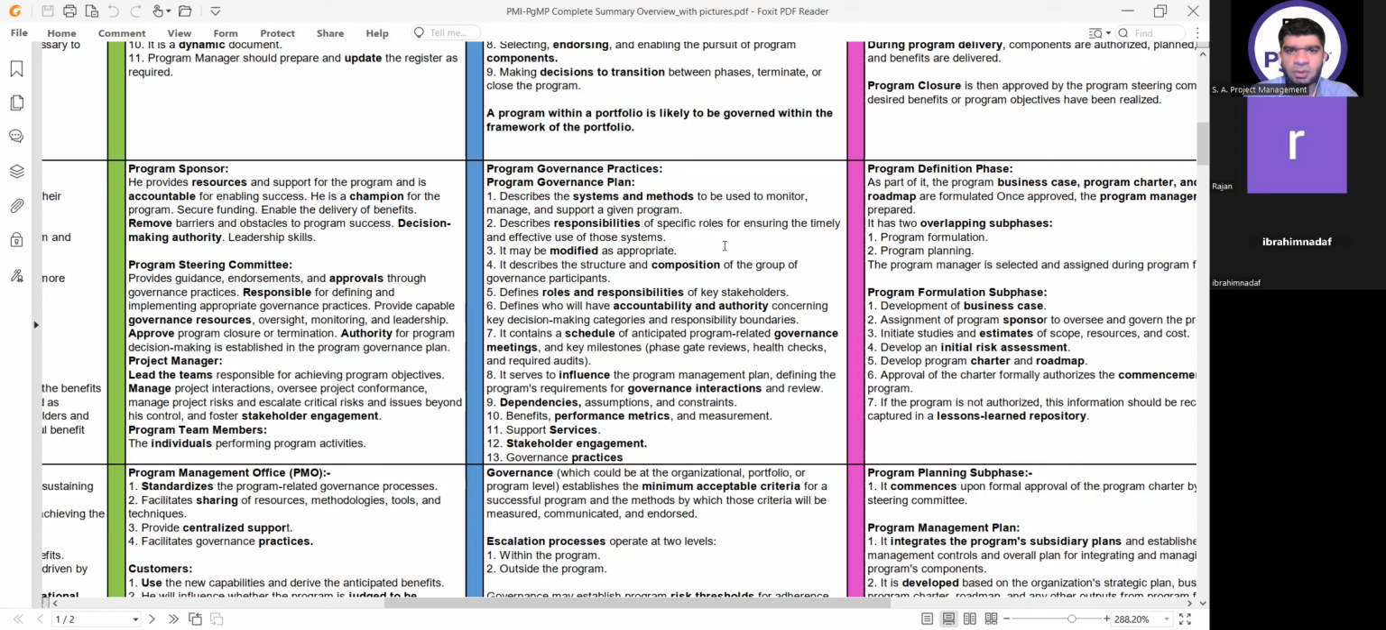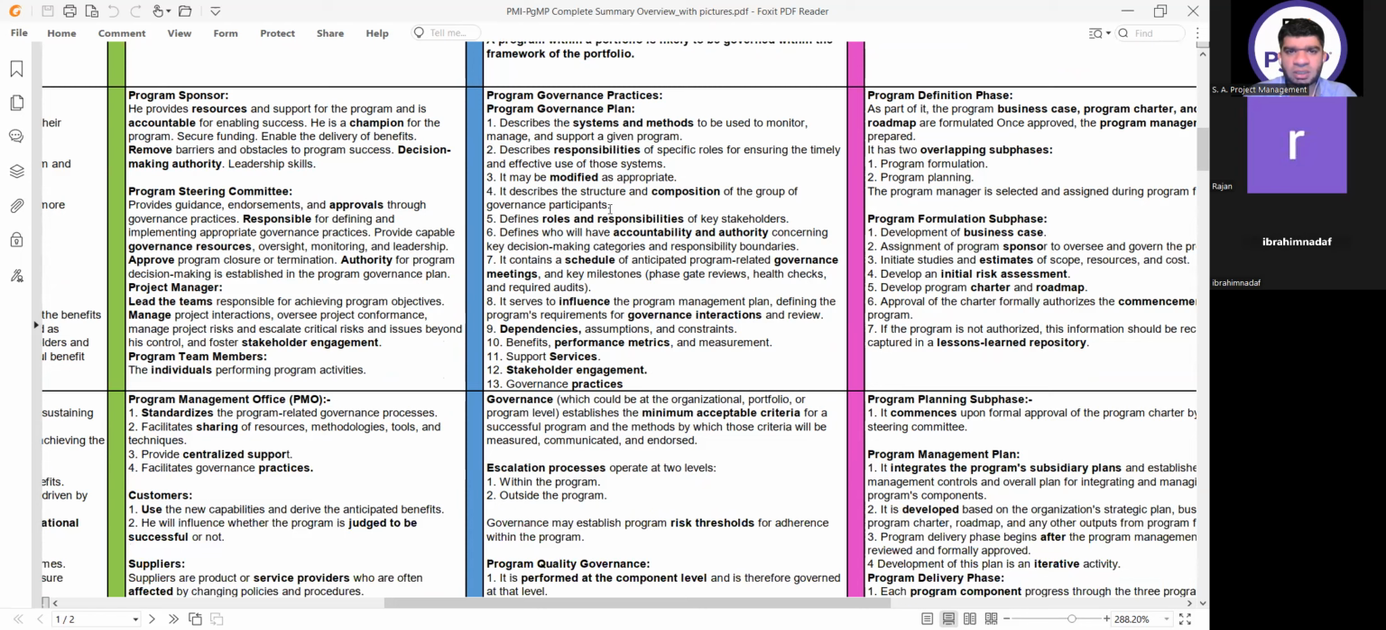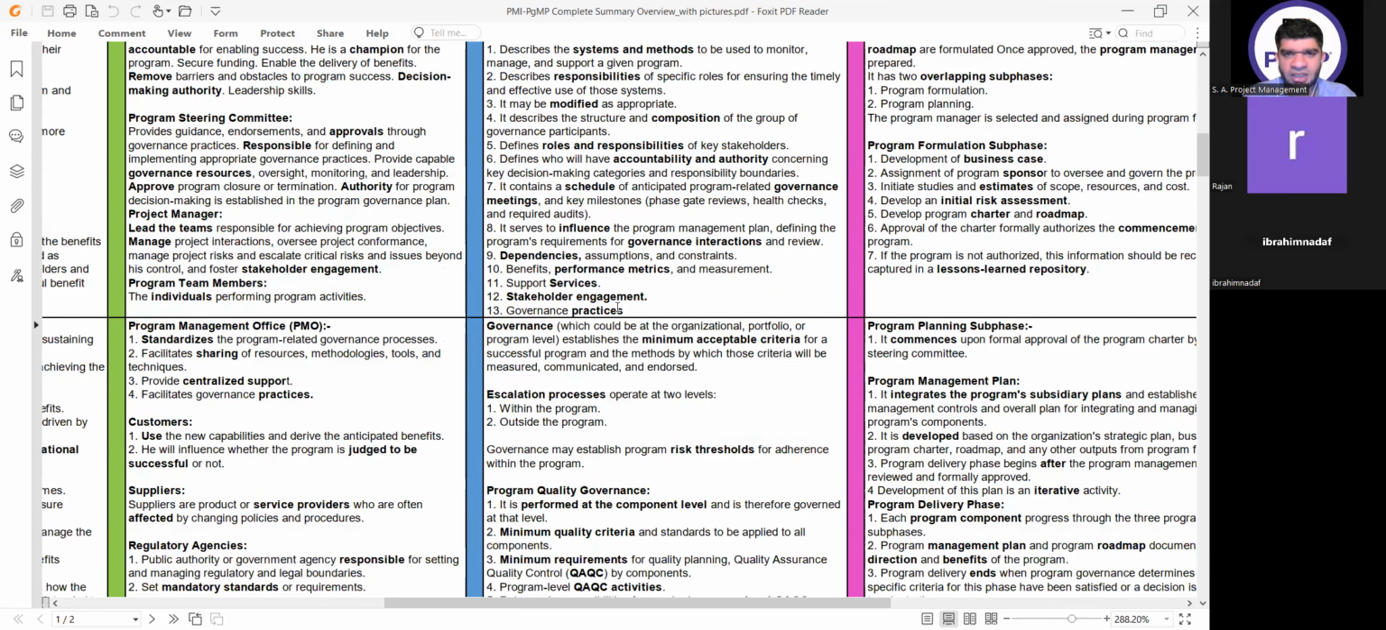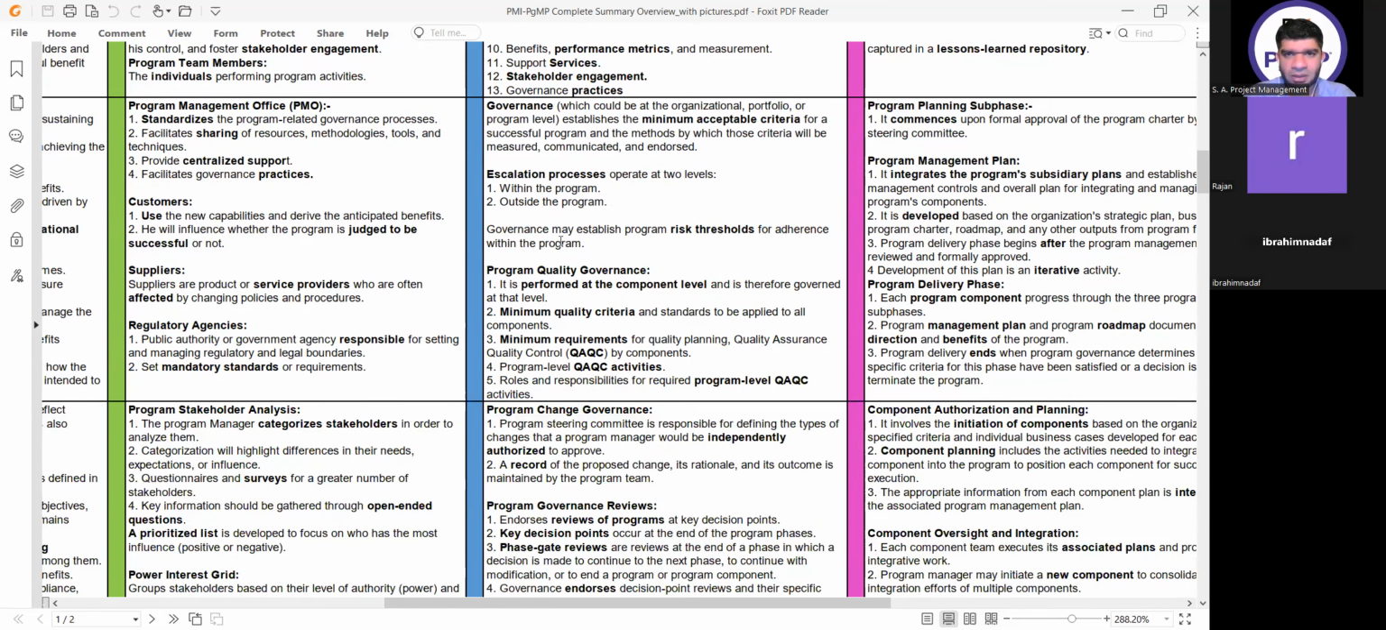Okay. Then we are talking about the program governance plan. It describes responsibilities of specific roles for ensuring the timely and effective use of those systems: roles and responsibilities, accountability and authority. It contains a schedule of anticipated program related governance meetings. It serves to influence the program management plan, defining the program's requirements for governance interactions, dependencies, assumptions, and everything like that. Governance establishes the minimum acceptable criteria for a successful program and the methods by which those criteria will be measured, communicated, and endorsed.